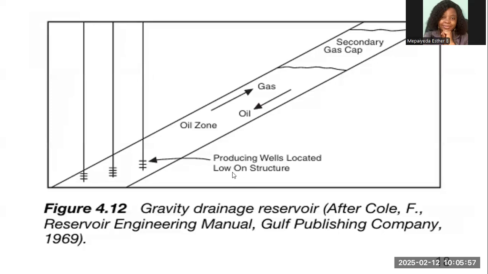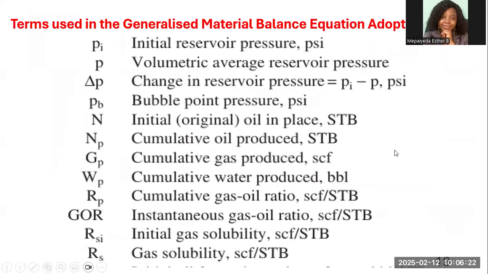So the producing well is located low on structure because we want to use this gravity drainage reservoir drive in producing this well. So oil flows down while the gas flows up. So it is intentional that the wells are located low on structure. Okay, I hope we can grab that.